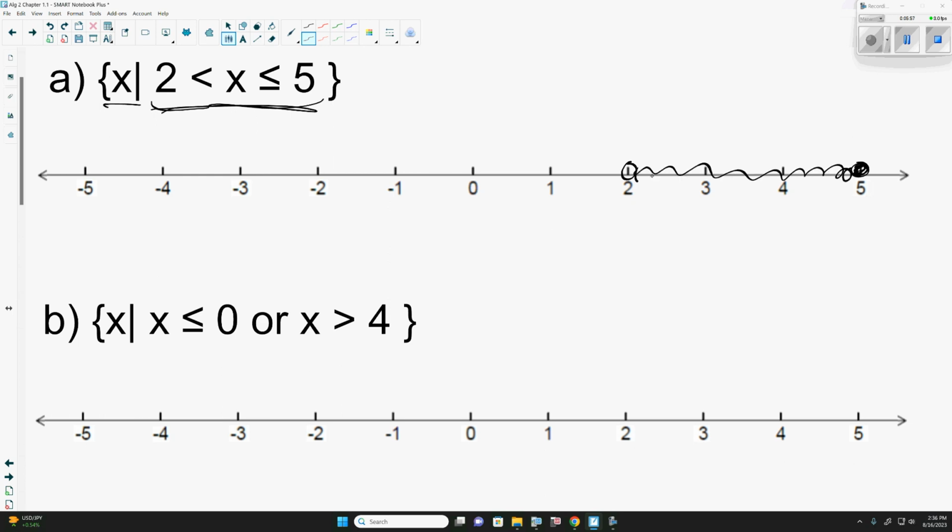Yes. Since the x is in the middle, we shade in the middle, because 2 is less than x is less than or equal to 5. Open at 2, close at 5, we shade in the middle. And that's it. Any questions on A? We're ready to move on to B.